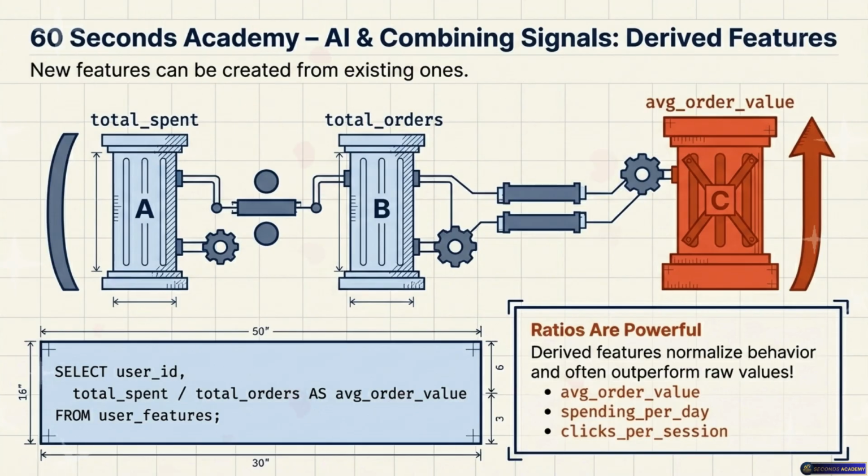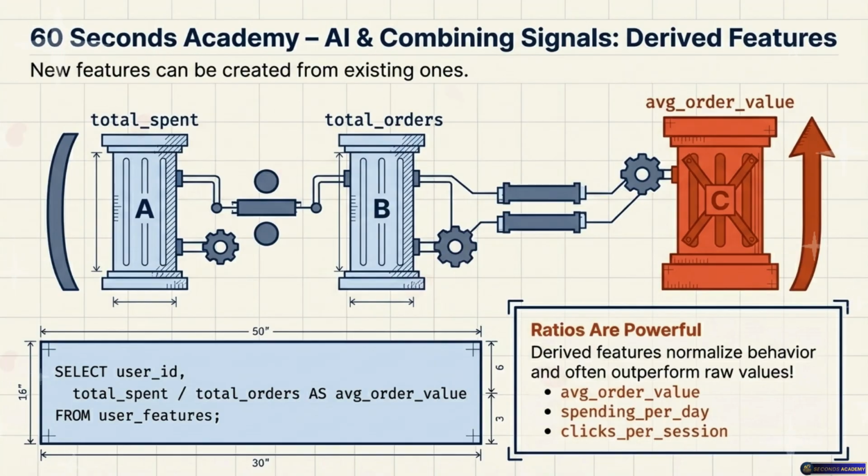Because simple aggregates lack context. Ratios like average order value or spending per day or clicks per session, they normalize user behavior. They level the playing field so the model can see true intent. Normalizing behavior. Let's visualize that for a second. Imagine user A spends $100 over the course of 10 different orders. Okay. And user B spends $100 in a single order. If the model only looks at the raw total spent aggregate, it just sees $100 for both.